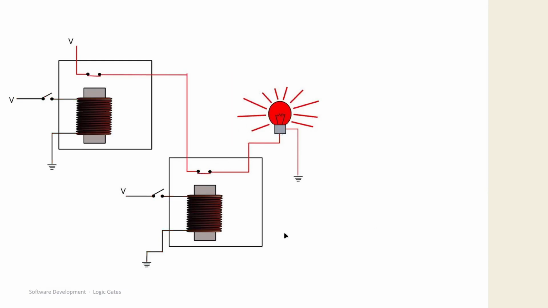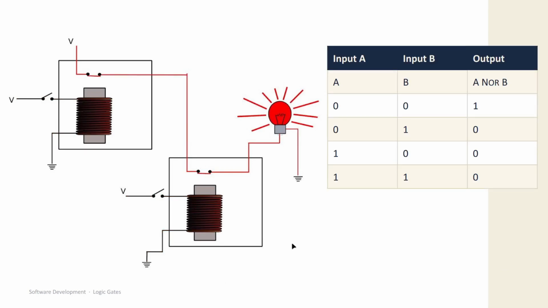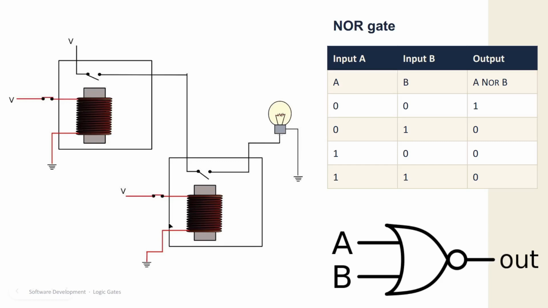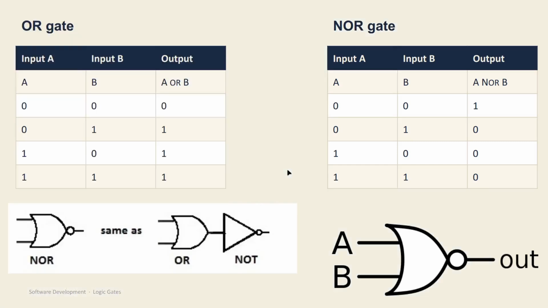Almost done. Now two wrong relays in series. No power on the inputs, the lamp is on. Power either input, it goes off. This is the not OR gate or NOR gate. It can also be drawn as an OR with an inverter.